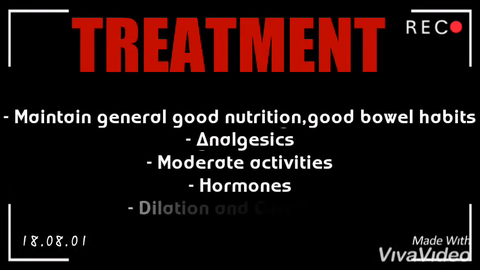Treatment of primary, spasmodic, intrinsic dysmenorrhea. Maintain general good nutrition, good bowel habits. Analgesics like paracetamol, codeine, and aspirin. Moderate activities encouraged to relieve pain. Hormones like estrogen and progesterone pills. Dilatation and curettage is done.